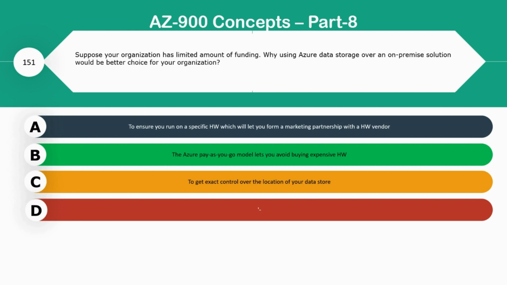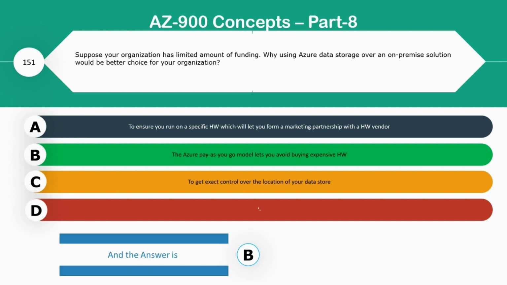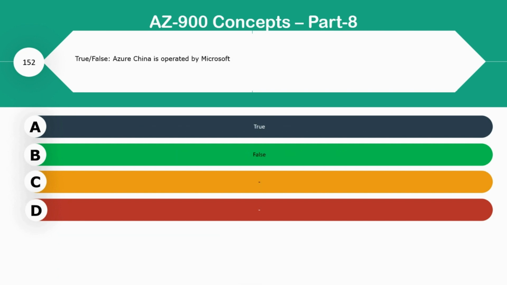So the right answer for this question is option B. That is, the main advantage for your organization is the pay as you go model that will help you save lots of cost in terms of the capex, and also it minimizes maintenance and other costs. And so the right option for this question is option B.